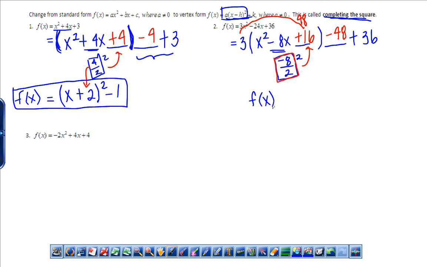F of x, you keep your 3, you can't throw it away. This parenthesis is the quantity squared. This is x. You can either factor this parentheses to tell me what it is, or you can say x and tell me what's inside the box. Inside the box is -4. Then outside is whatever you get here. -48 plus 36 is -12.